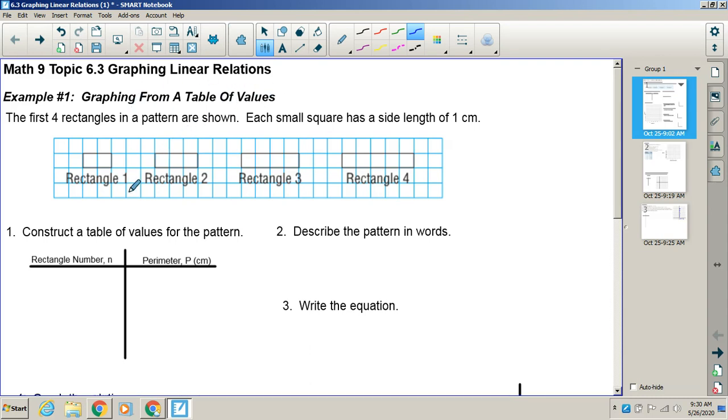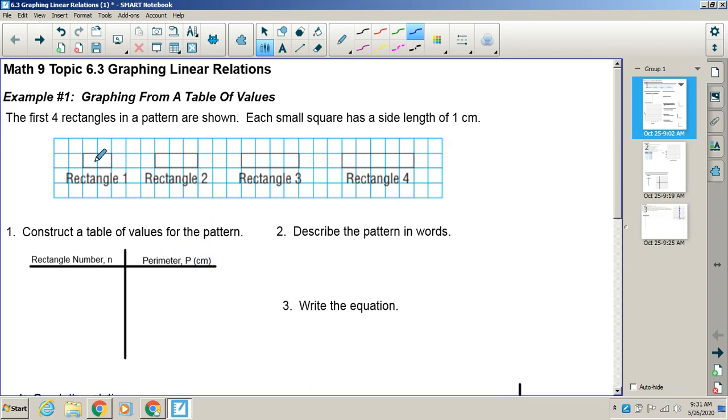We're graphing from a table of values. So we're going to create a table of values for this pattern or linear relation. We have rectangle 1, rectangle 2, rectangle 3, rectangle 4. And what we're going to do is construct a table of values. We have rectangle number here, and we're talking about the perimeter.